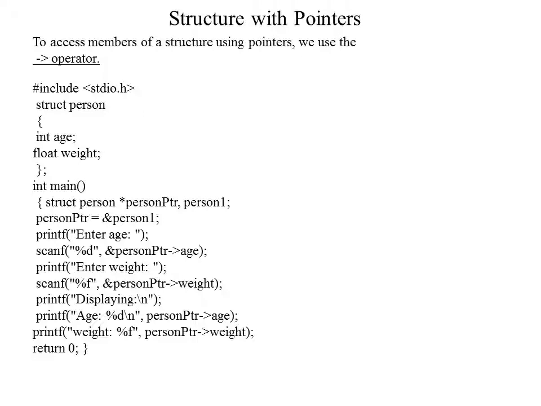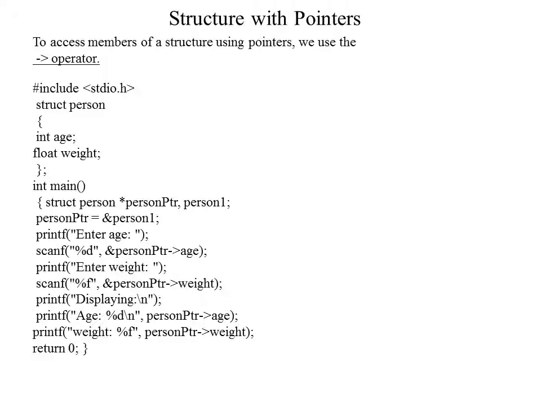Now we want to take the age and weight of person1, but we will not use the dot operator in the method like person1 dot age, person1 dot weight. We will be using the person ptr pointer to reach age and weight. We are using the scanf function to take the values from the user, but in scanf you can see we are using person ptr arrow sign age. It means the value given by the user at runtime will be assigned to the age member of the structure through the person ptr pointer.